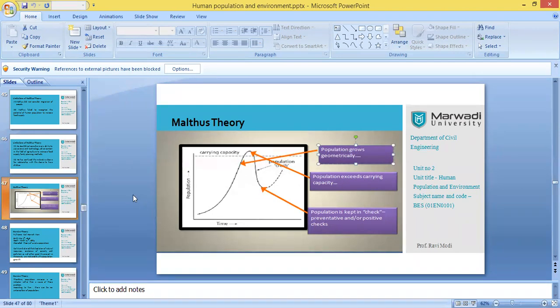I'll keep it on the screen for a minute. If you want to just see it, you can see it. If you want to draw it, you can quickly draw it.